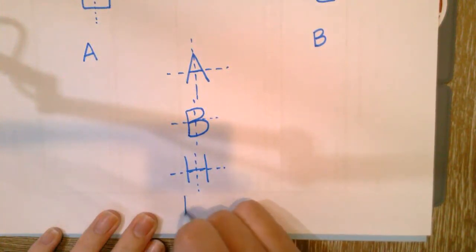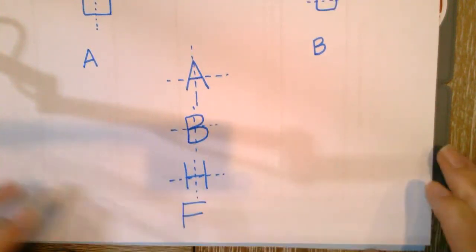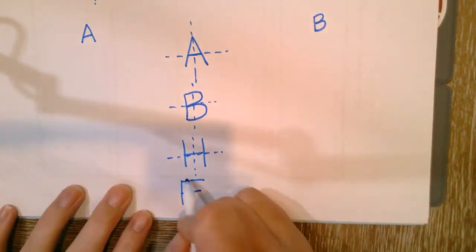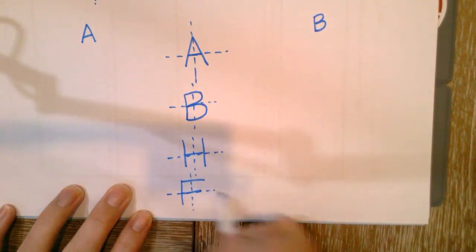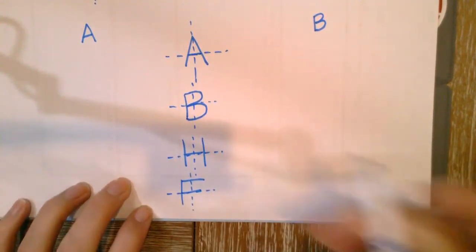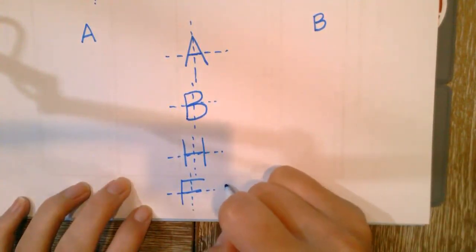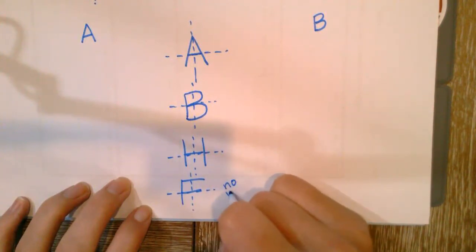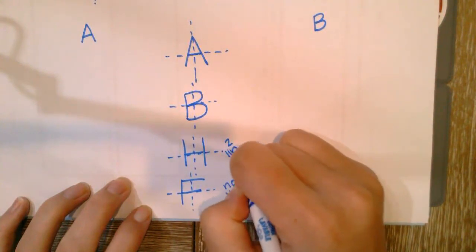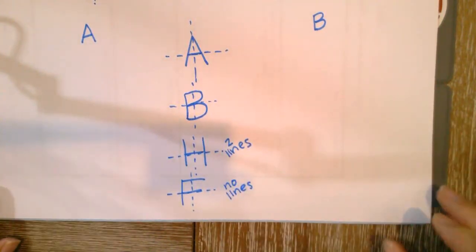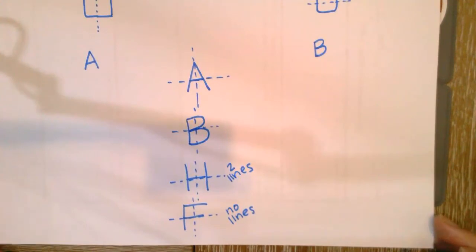Let's take a look at F. If I use my vertical, it's not the same, and my horizontal is not the same. So F has no lines of symmetry. And then this H had two lines. That's what you're going to be investigating today.